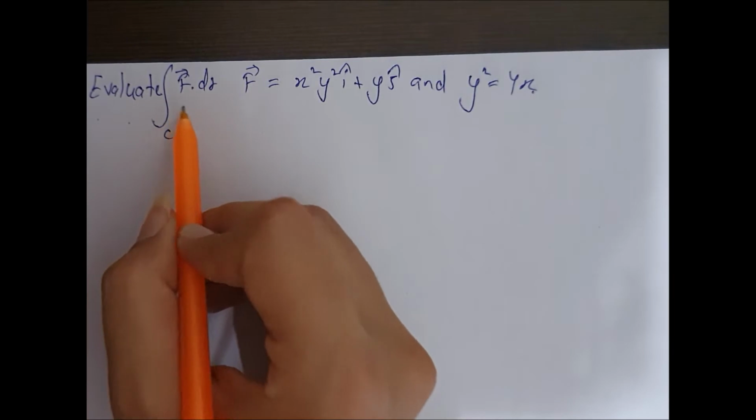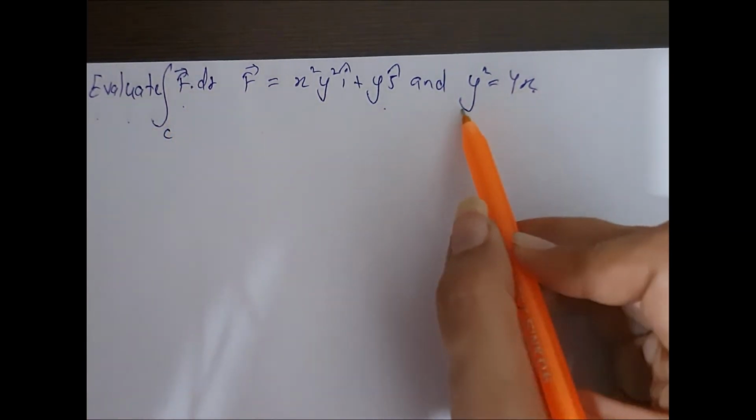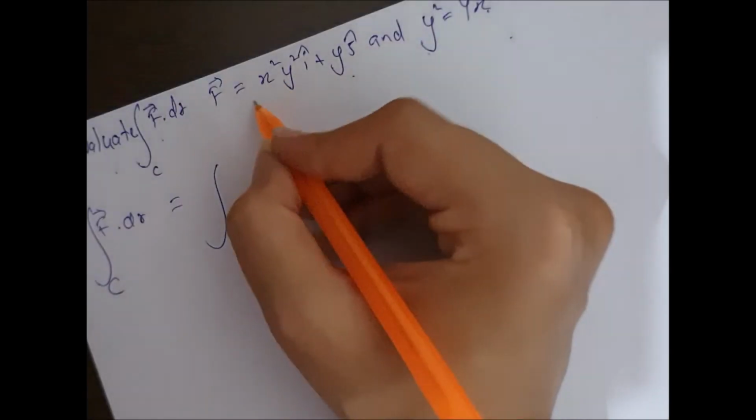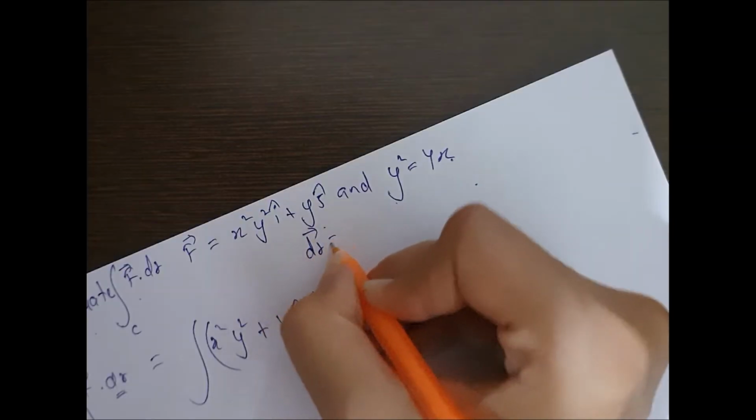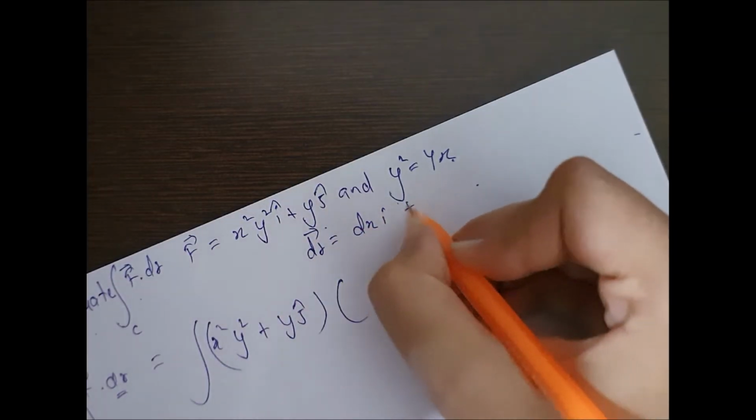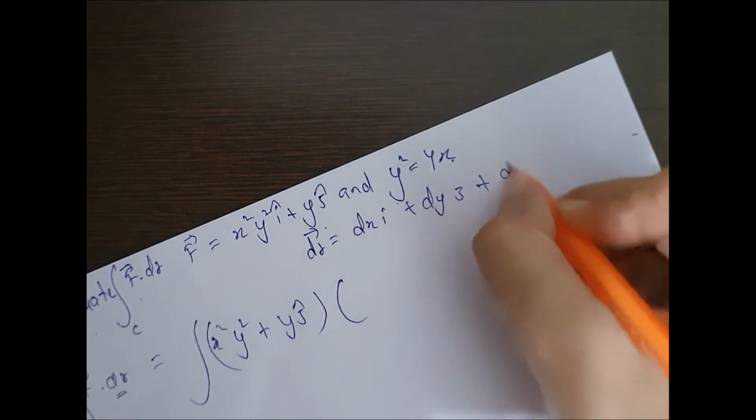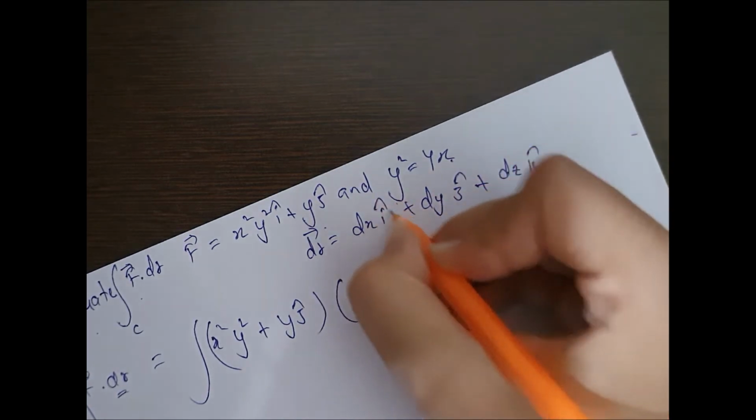Now second example, evaluate ∫F·dr. The function is this and the y square value is given. Now the function value is this, dr value is dx i plus dy j plus dz k. Put it here.